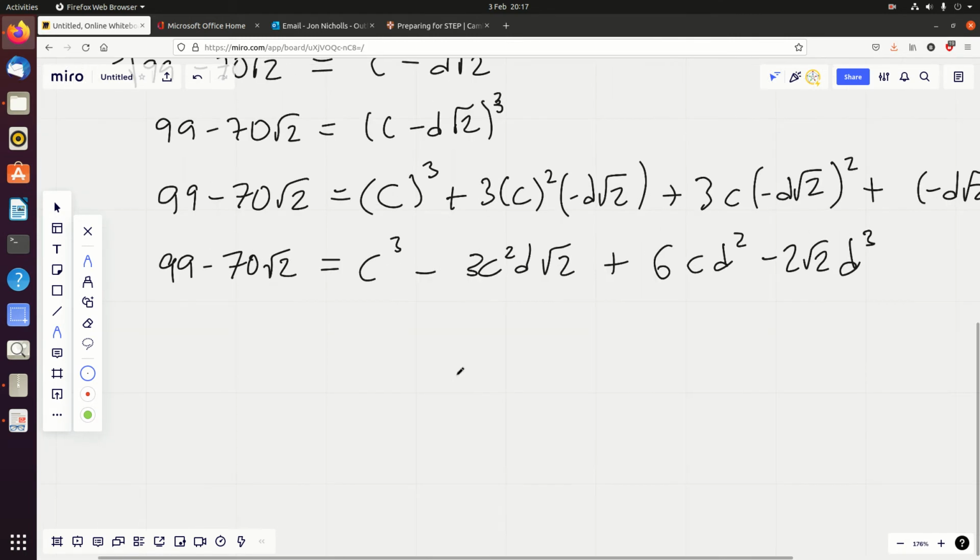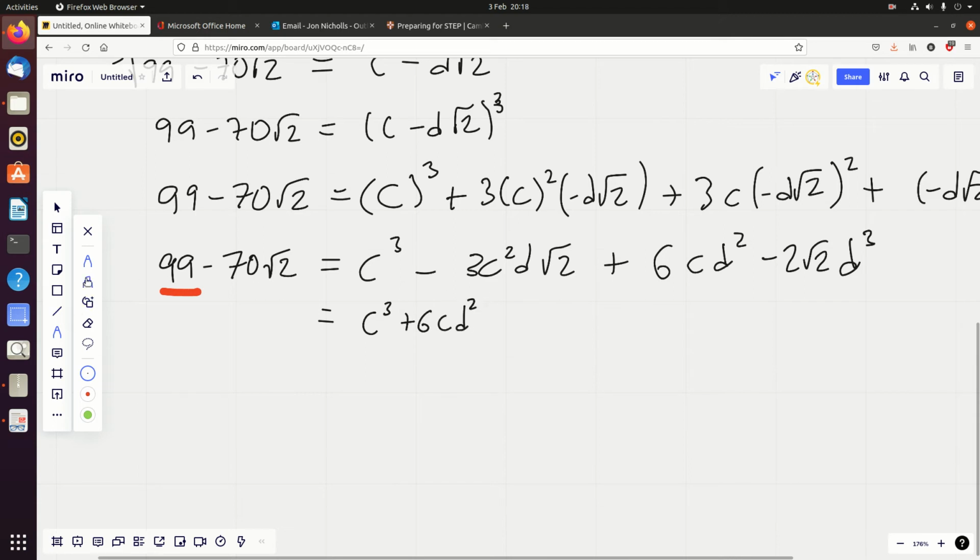Let's zoom in a little bit. Well, the thing about rational and irrational numbers is you can't mix them up. If you've got an integer which is being multiplied by root 2, it looks like an irrational number to me because of the root 2's irrationality. Whereas if you've got integers which haven't been multiplied by root 2, clearly they're rational. And so I'm going to match that kind of thing up. So I'm going to immediately link the 99 with, if I can write it down over here, the c cubed plus 6cd squared.